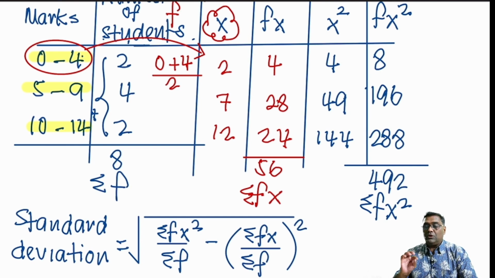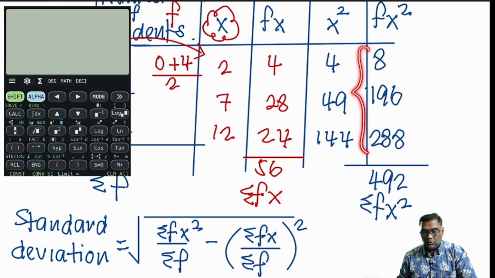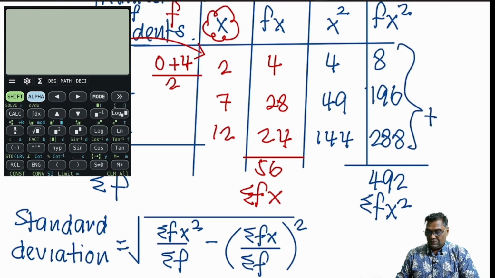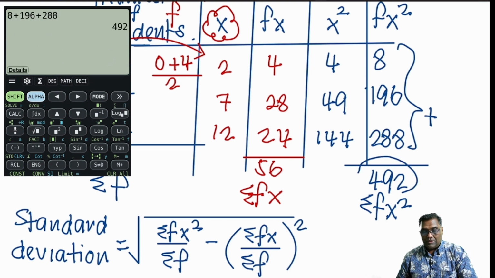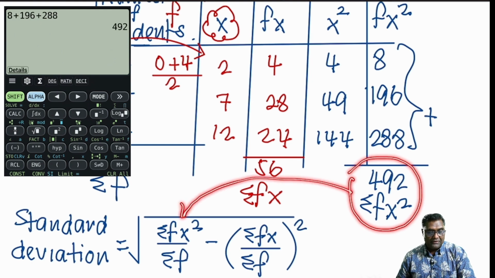Okay, now we're going to take the calculator. We're going to total all these up, my dear students. So we take the calculator. Alright, 8 plus 196 plus 288, 492. This is the sum of the fx squared, which you're going to fill up here.